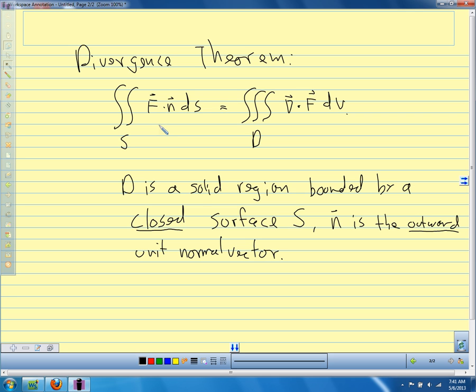The proof is not complicated, but it's long, and there are lots of details that you have to take into account. The book does a pretty good job of going through the proof. So I'm not going to do the proof of the divergence theorem. So any questions on what the divergence theorem is?